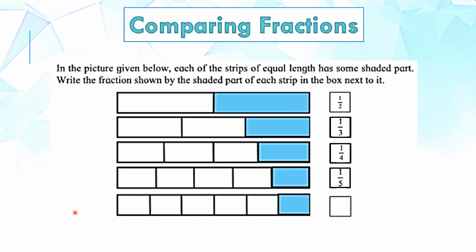Next, 1, 2, 3, 4, 5, 6. Now, this strip is divided into 6 equal parts and one part is shaded. So, our fraction will become 1 upon 6.